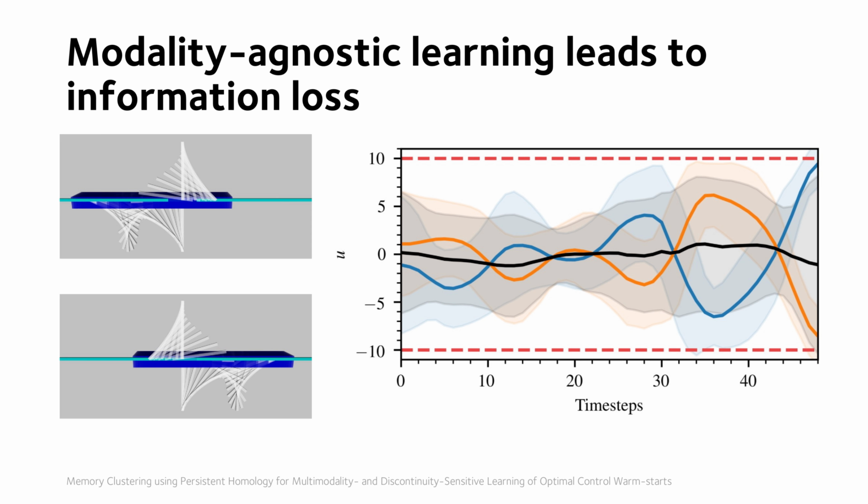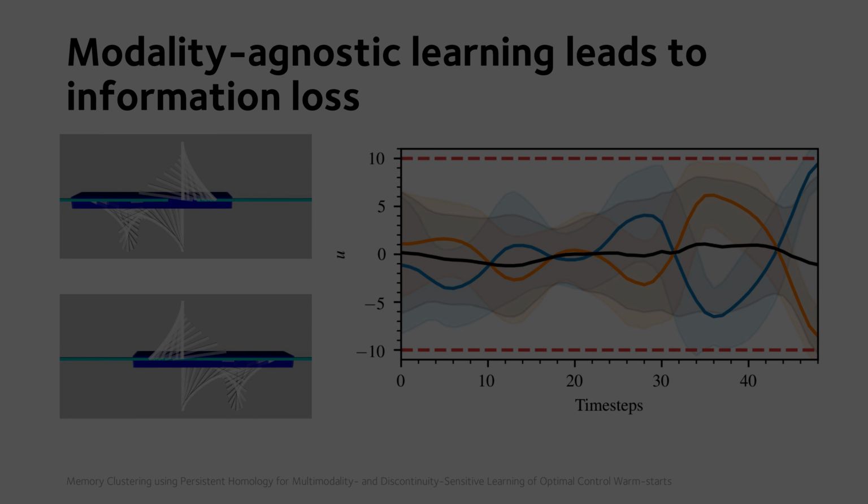If we do not explicitly take the multimodality of the solutions into account, learning methods may smooth across the different solution classes, resulting in poor initialization guesses. We can observe this, for instance, by looking at the control trajectories for the cartpole swing-up, where, without the class sensitivity, the information in the dataset vanishes due to the multimodality in the solution.